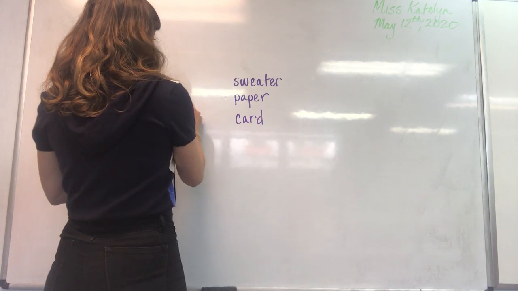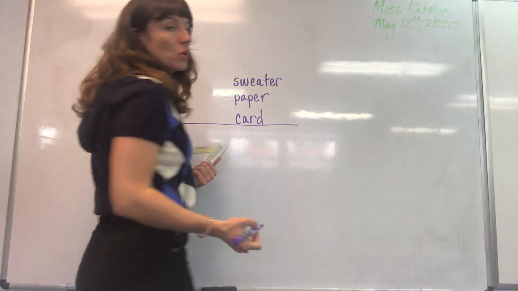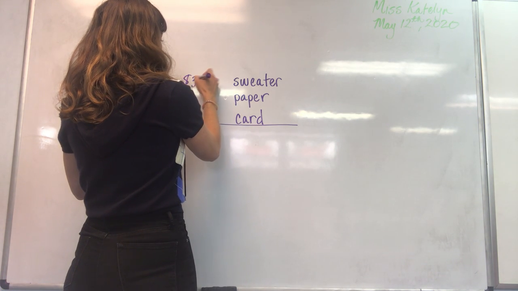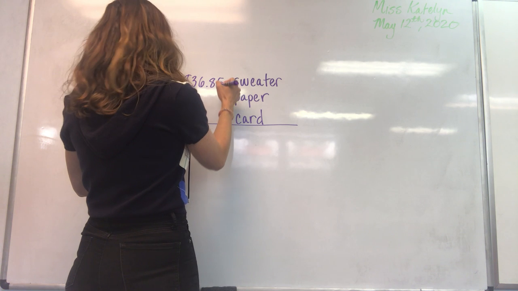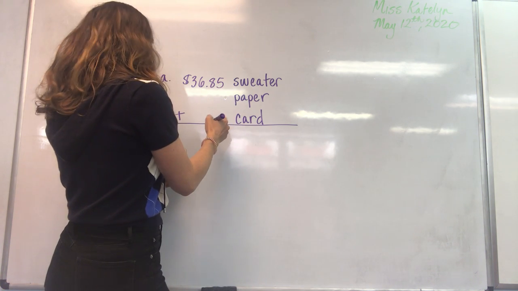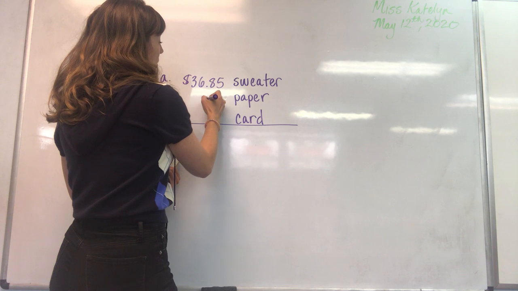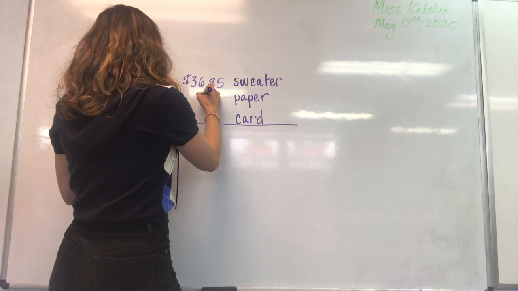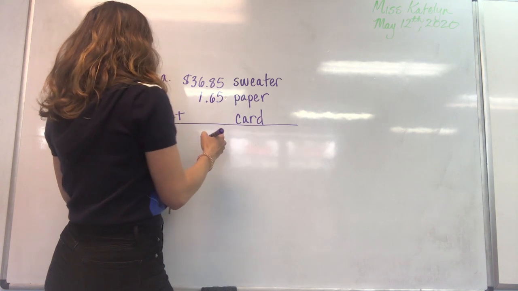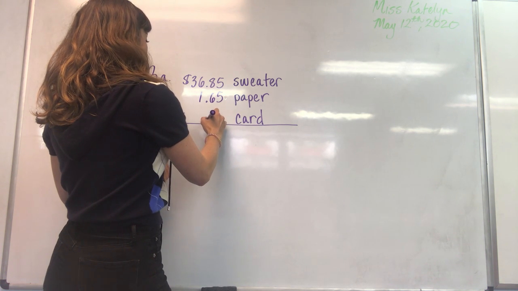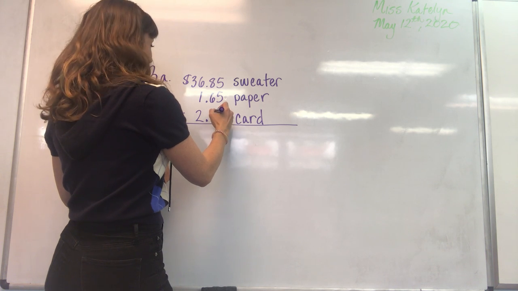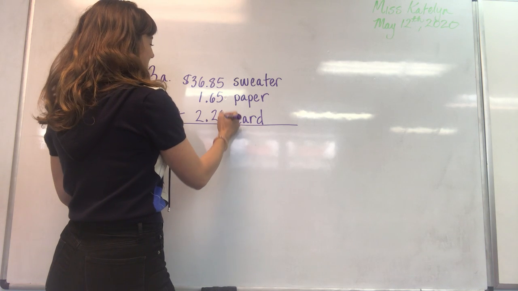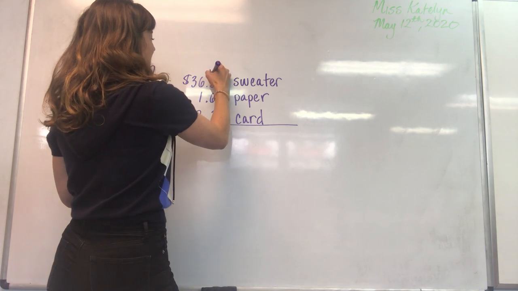We need to add all of those things up before we can divide. Okay, so the sweater cost $36.85. And the paper cost $1.65. Put your decimal down first, lined up with the other decimal, and then surround it with the proper information, $1.65. And then the card was $2.26. Okay, 5 plus 5 is 10, and 10 plus 6 is 16.